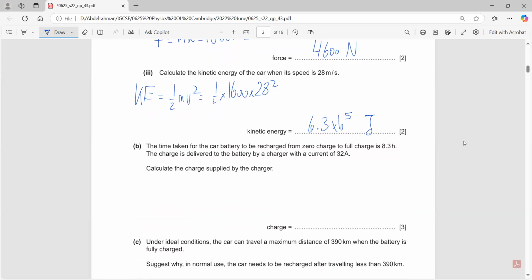The time taken for the car battery to be recharged from 0 to a full charge is 8.3 hours. The charge is delivered with a current of 32 amperes. Find the charge. So I equals Q over t, so Q equals It. The current is 32, and the time is 8.3 hours. You need to convert it into seconds, so times 60 times 60, or times 3,600. This will give you 956,000. Again, you can write it down as 9.6 times 10 to the power of 5 coulombs.